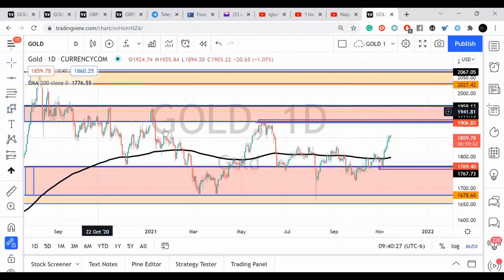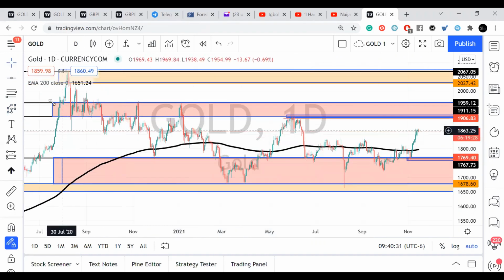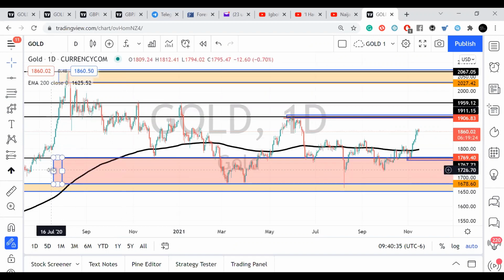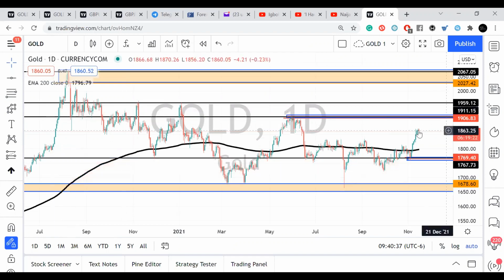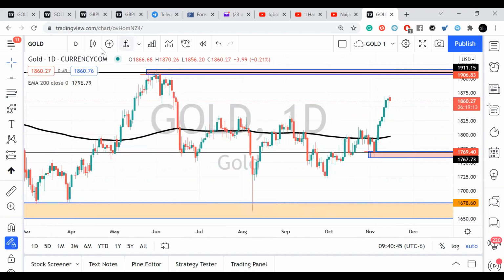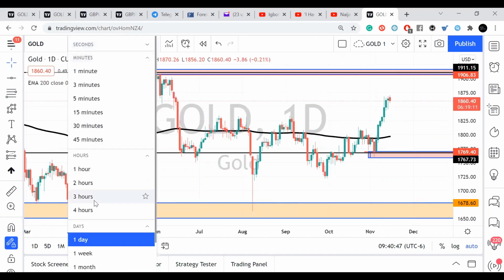And remember, all you need to do is to know your daily high and daily low. So this is our daily high and daily low. Then from this daily, we go to the 4-hour chart. Let's see what's really going on in this.